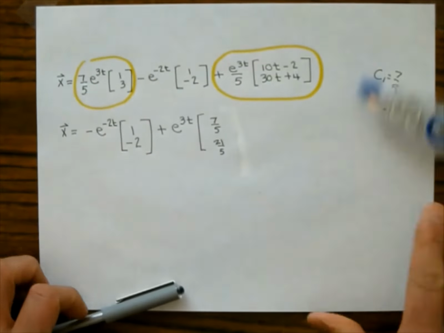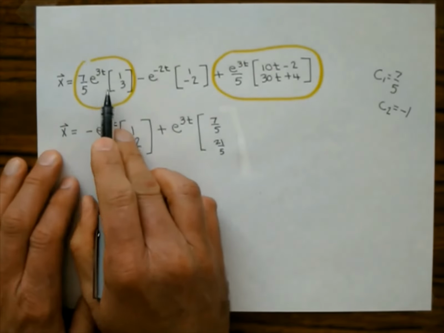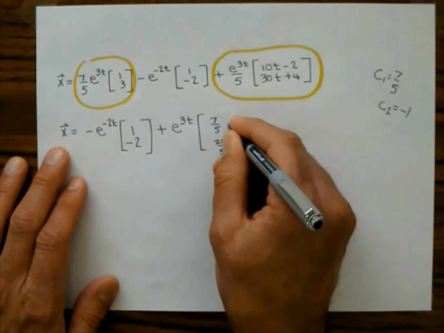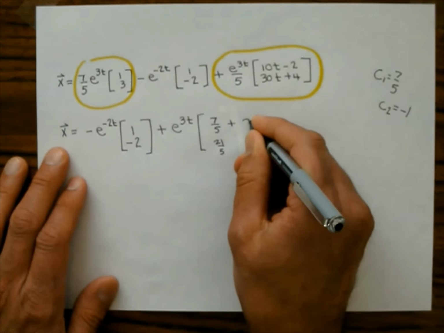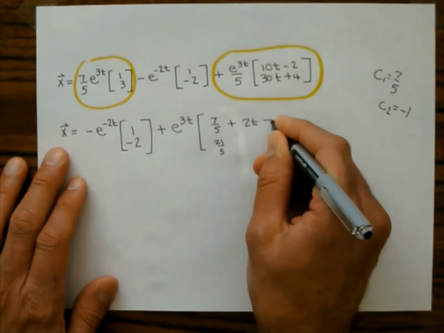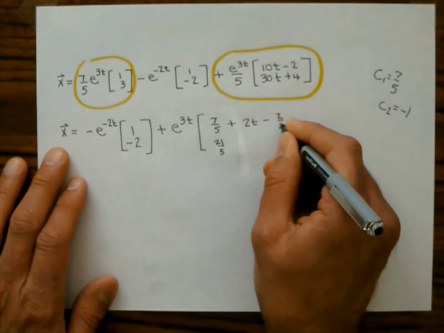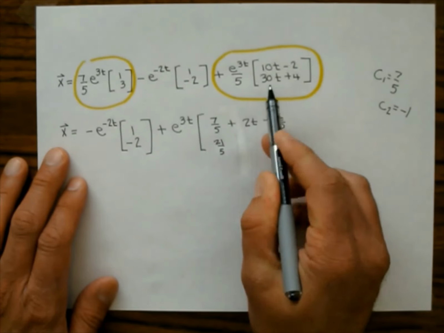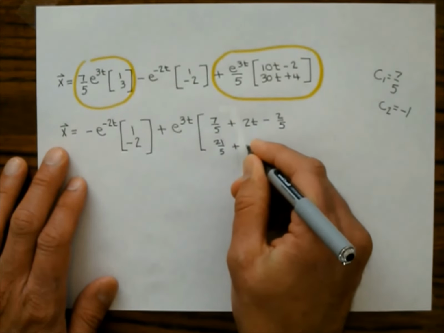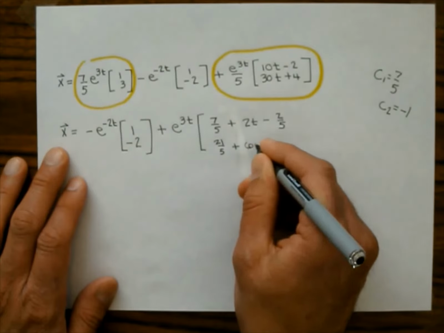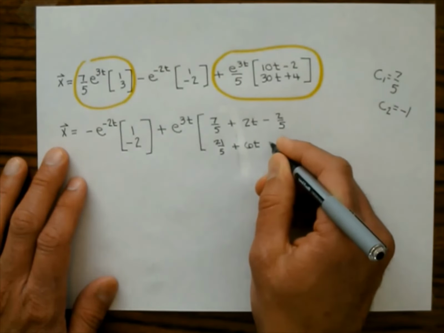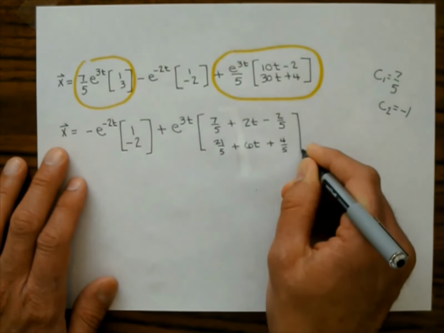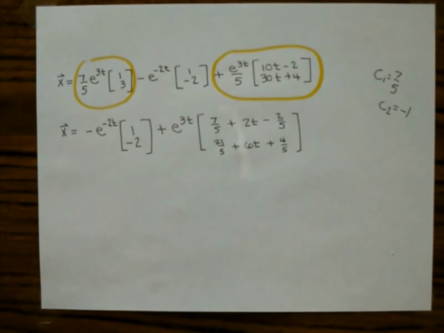Okay, beautiful. Okay, now, so that's that first one. And then the second one, I'm going to bring the 1/5 in there. So I'm going to have plus 2t minus 2/5. So there's the top one, 1/5 times the top part. And 1/5 times the bottom part is going to be plus 6t plus 4/5. So let's go ahead and write it out again.